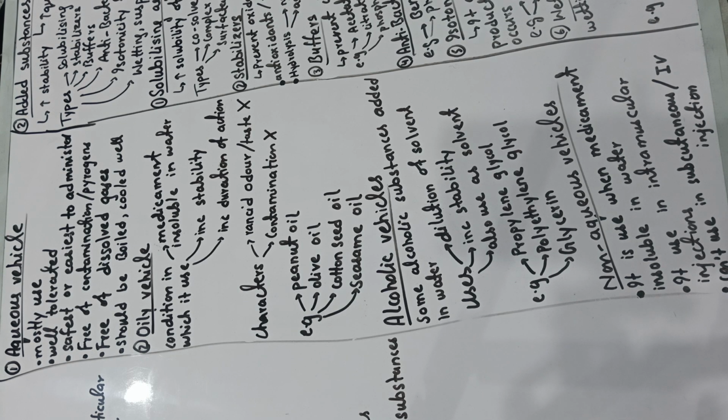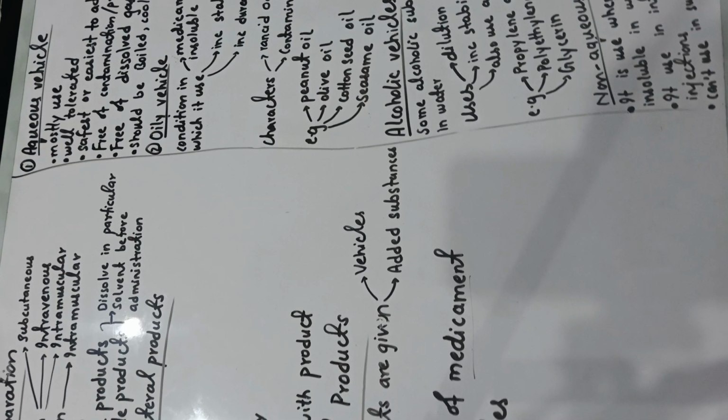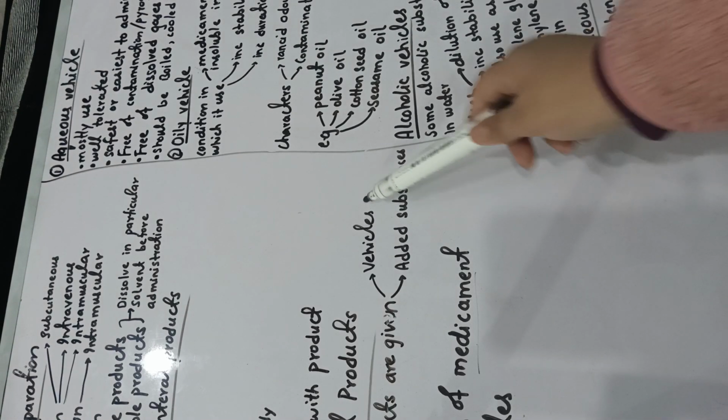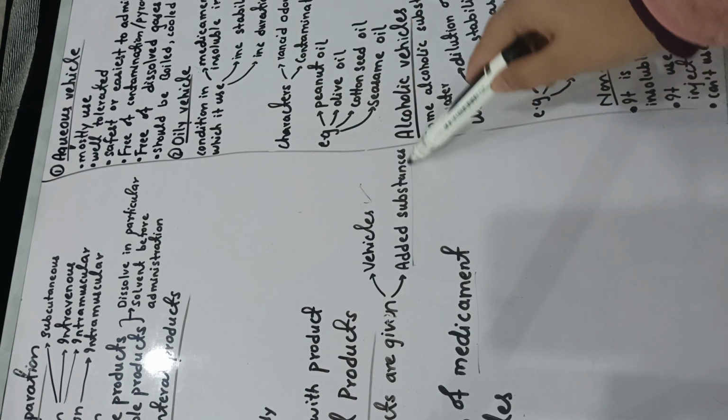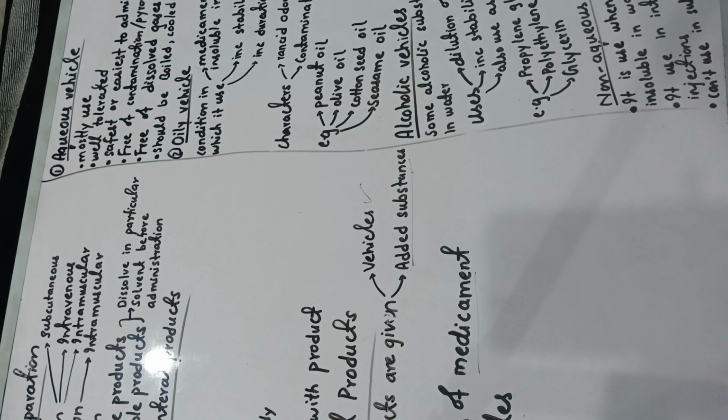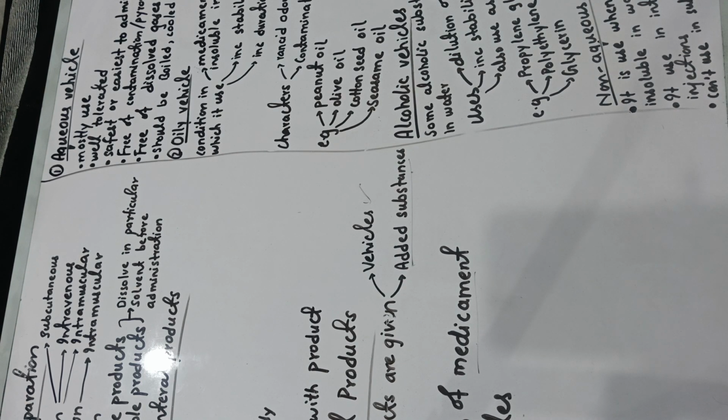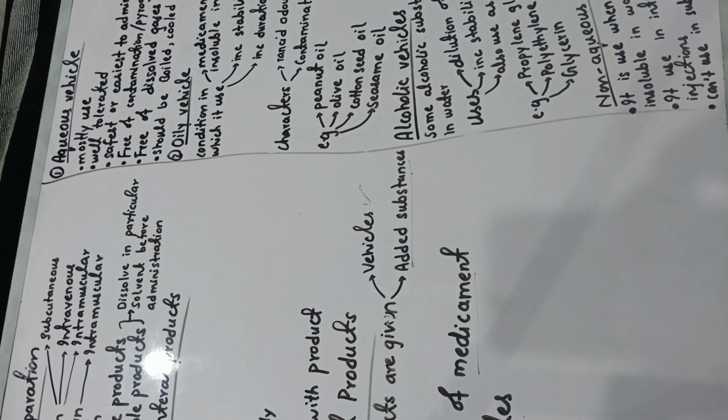So we have discussed the first component of parenteral preparation, which is the vehicle. As I have shown here, our parenteral preparation consists of vehicle and some additive substances. We have covered all the types of vehicles. Now we are going to see what additive substances are present in your injectables.